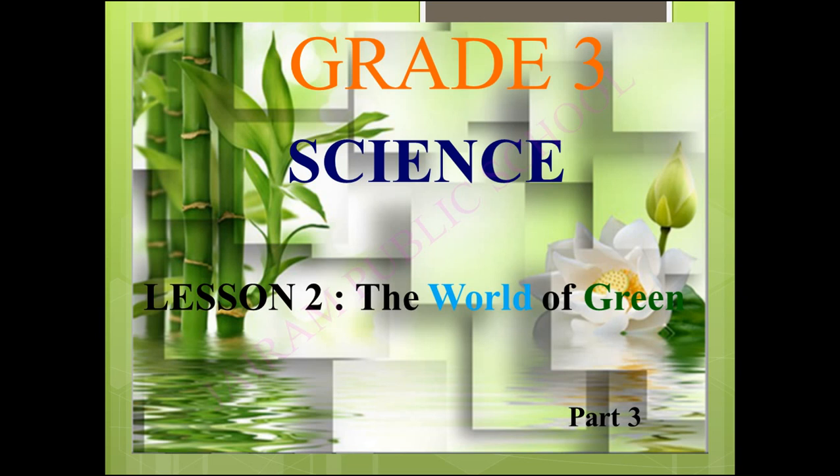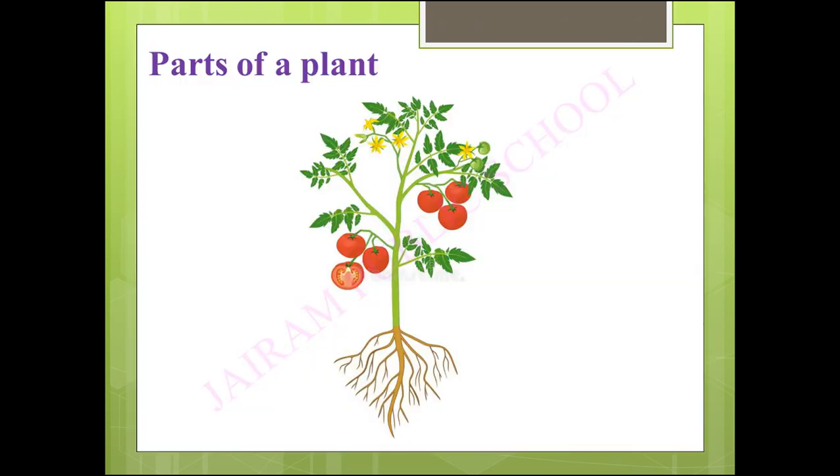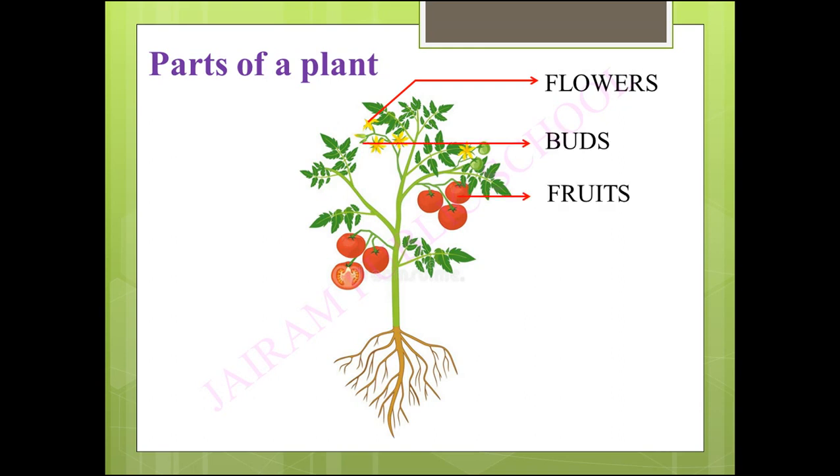We are seeing the lesson The World of Green. Before starting today's topic, we can have a small recap about the previous session. First, we saw the parts of a plant. So, what are the parts of a plant? Flowers, buds, fruits, stem, leaves and roots. So these are the parts of a plant.